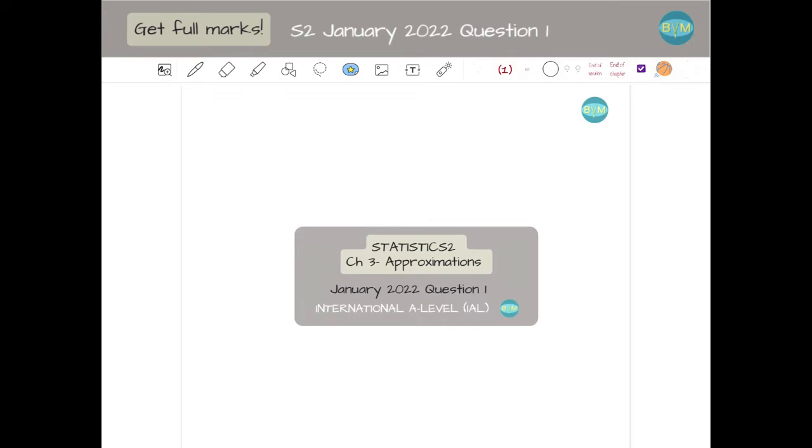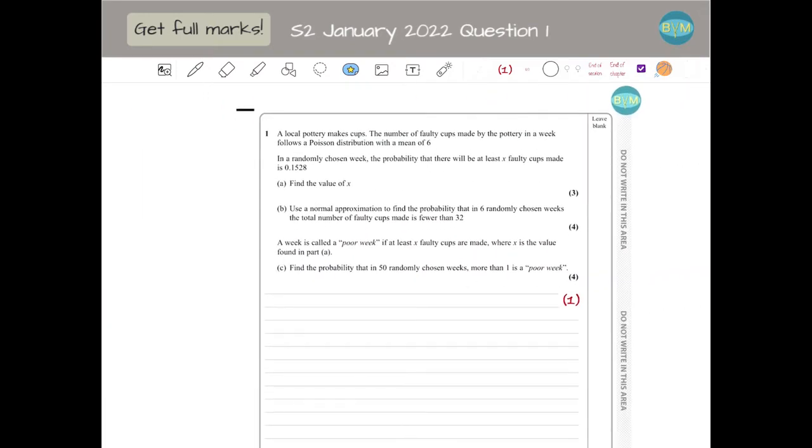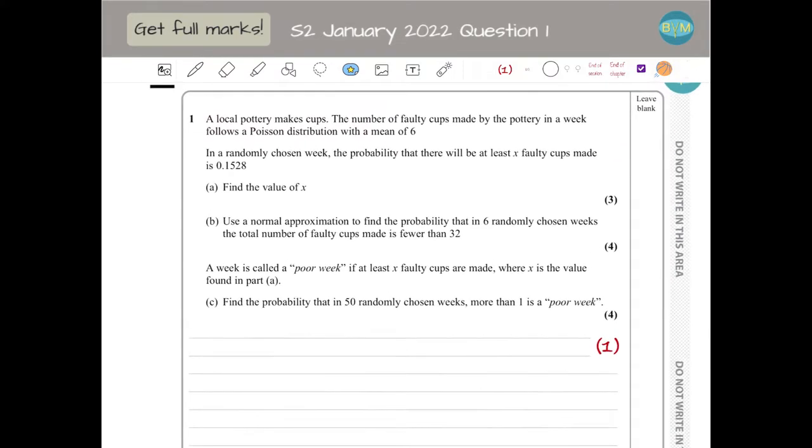Hello, this is question 1 on the January 2022 paper. It's a Statistics 2 question and it's mainly about approximations, although you have some Poisson and some normal distribution. And I'm going to show you how you can get full marks with this question.